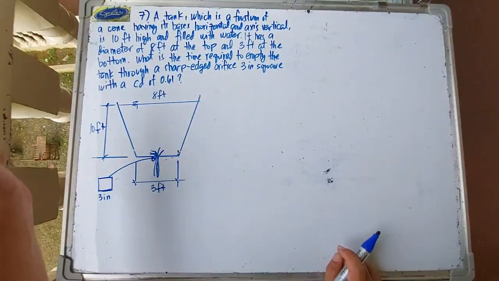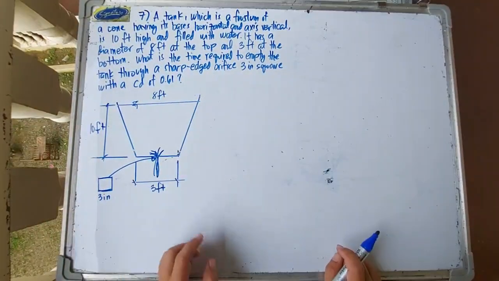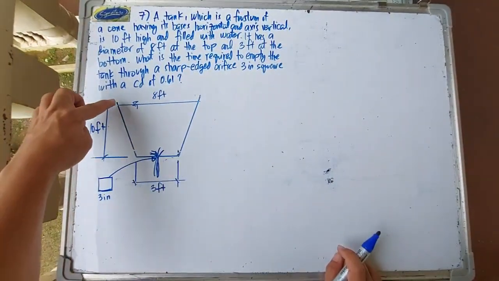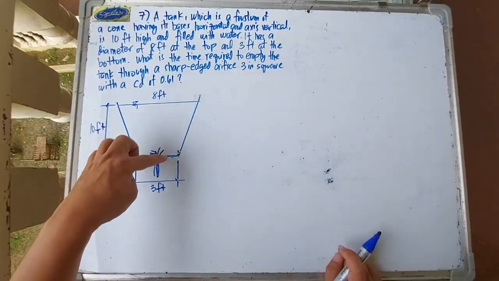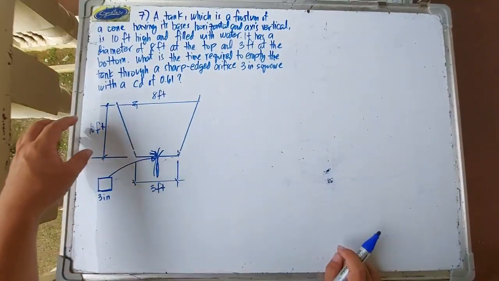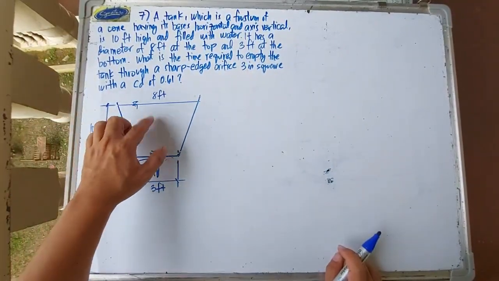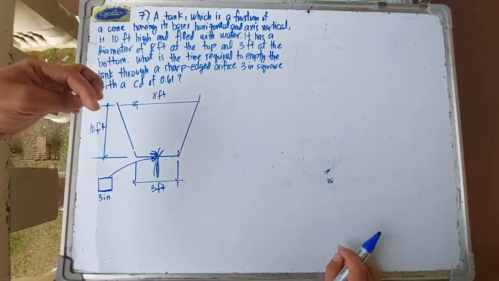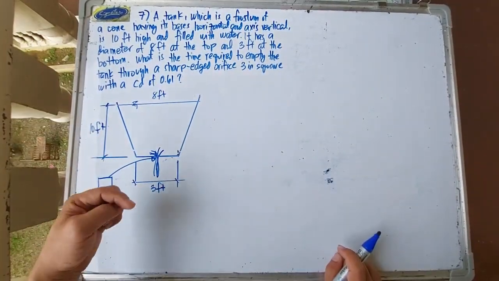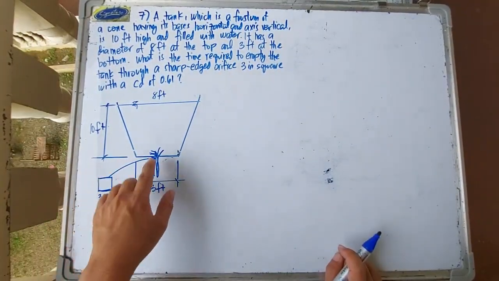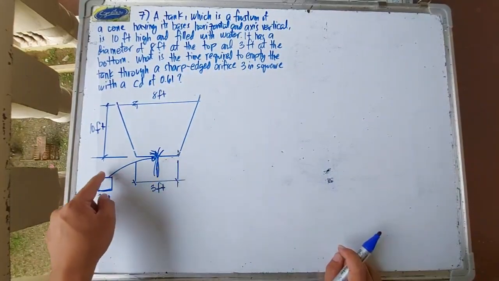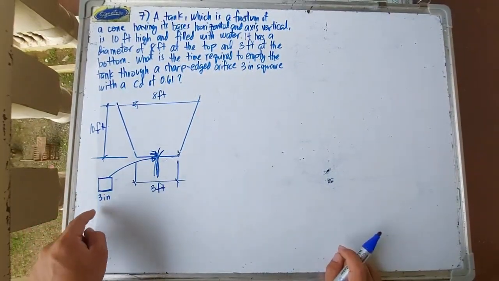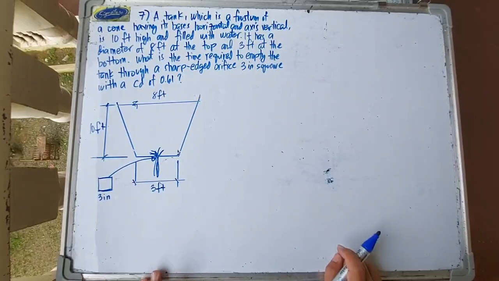Please excuse my drawing, I'm in a hurry. So we have a frustum of a cone, inverted, and it's filled with water. The diameter is 8 feet at the top and 3 feet at the bottom. We have a sharp edge orifice here which is not circular, it's square. One side is 3 inches.